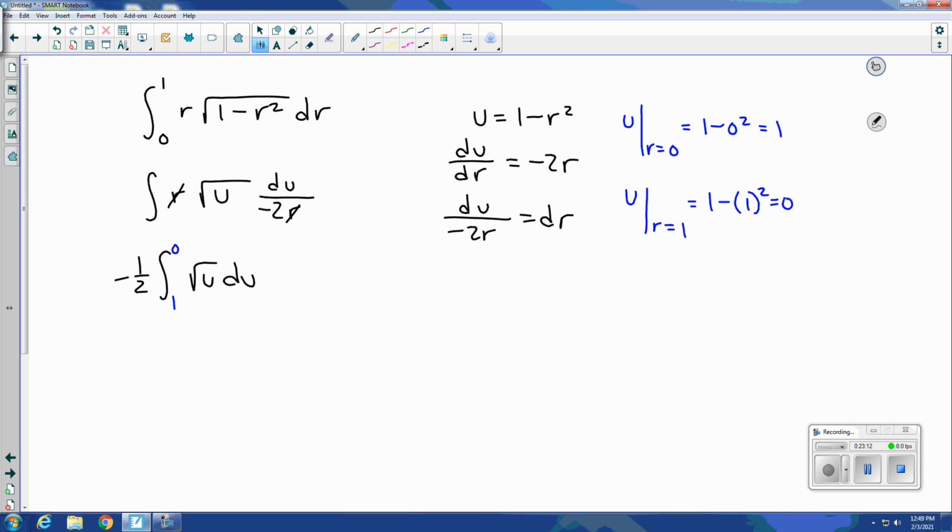Now, when we take the antiderivative, remember, we're going to have this negative 1/2 out front. The antiderivative, I would reformat that radical into a power function. So we're going to have 2/3 u to the 3/2. So add 1, divide by the new exponent, dividing by 3/2, so the same thing as multiplying by 2/3. That's where that comes from. If we want to distribute that negative 1/2 at this point, we're going to get negative 1/3 u to the 3/2, and we're going to evaluate from 1 to 0.